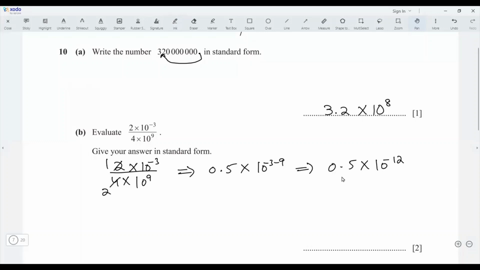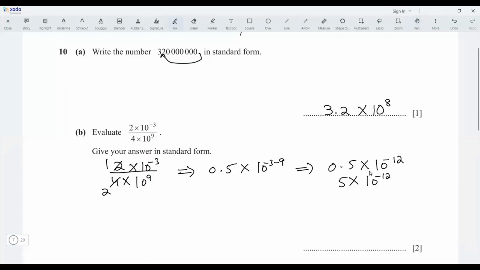So for converting into standard form, we have to shift that decimal point to the right. So it becomes 5.0, or we can say just 5. And we're shifting from smaller number to bigger, so the power of 10 will be subtracted, meaning 10 raised to the power of minus 12.